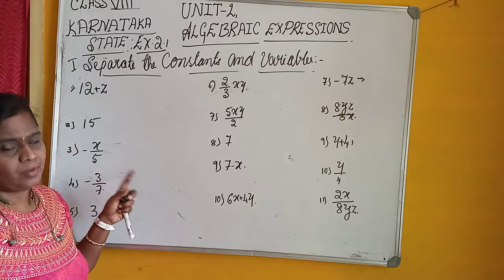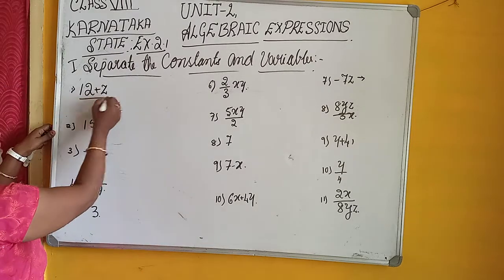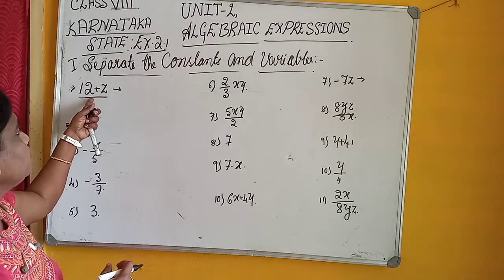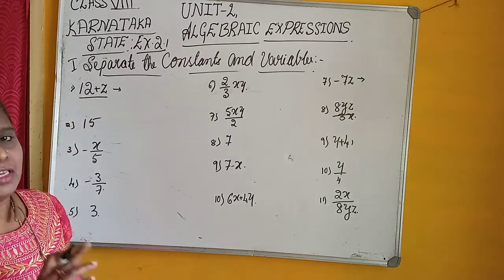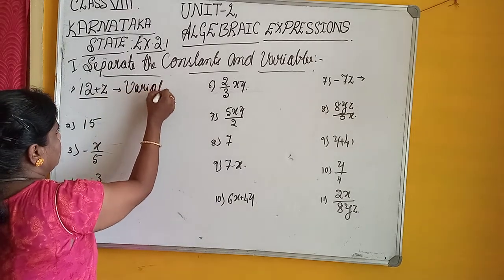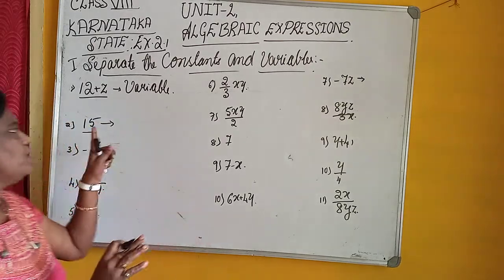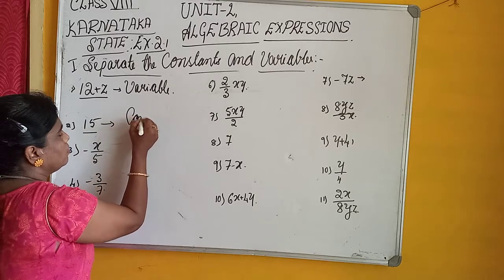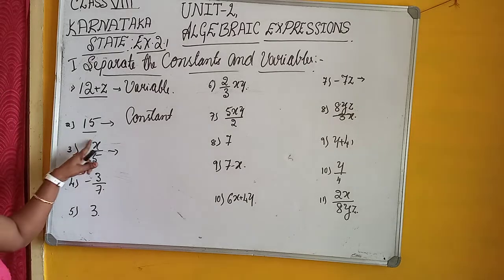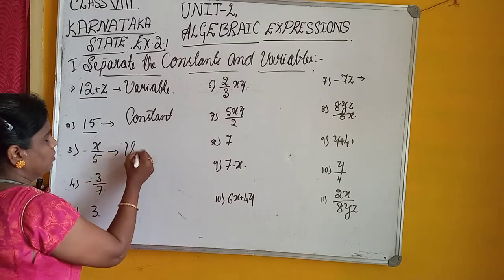Okay, concentrate on each. I am concentrating on each problem, that's why I am taking it like this. Here 12 plus z is given. Here this is a constant and a variable, isn't it? A combination of a variable with a constant is also a variable. Therefore it is a variable. And here it is only a constant. Variable is not there. Therefore it is purely constant. Its value is fixed. Here it's a combination of a variable and a constant, x by 5. Therefore it is a variable.